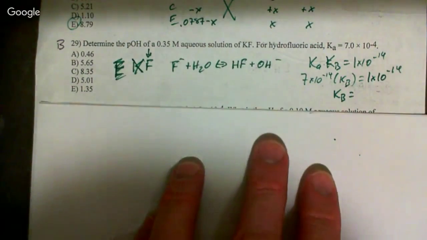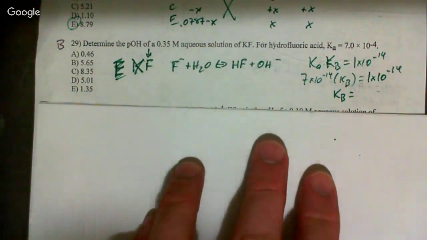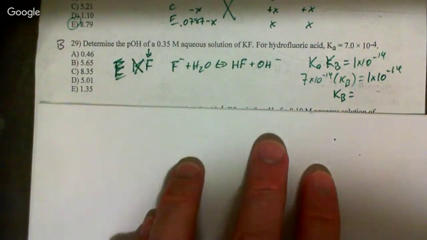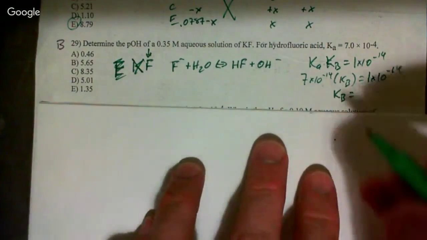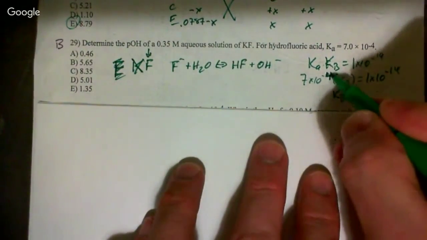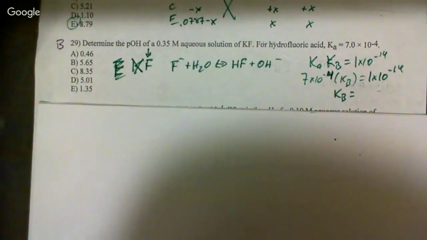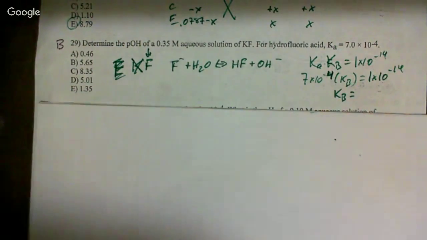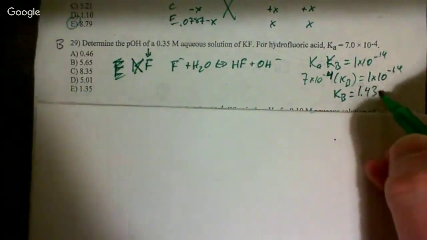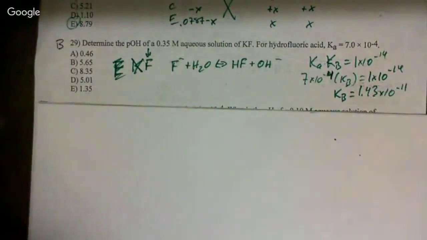Oh, well, we continue. So I think I did that math wrong. 1 times 10 to the negative 14th over 7 times 10 to the negative 4th. That's a big difference there. So let me change that up. And more like 1.43 times 10 to the negative 11th. All right, whew, now we're off to the races.